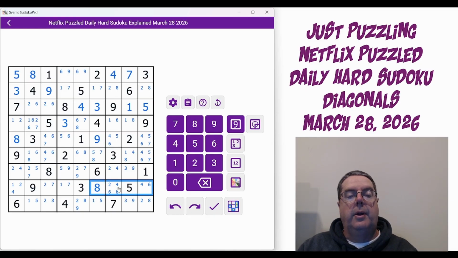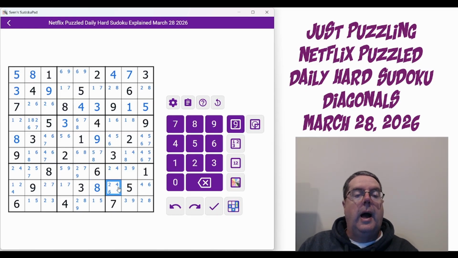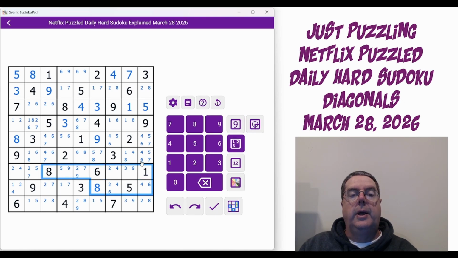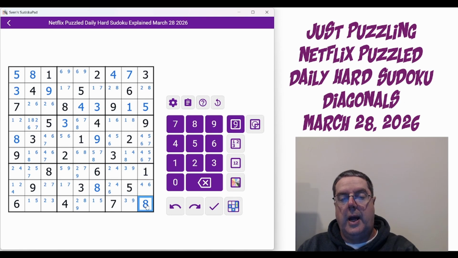8 comes across here, so this can't be an 8. 8 comes across here, 8 comes across here. 8 is not in here because that's a pair, so this is an 8 here. Coming back up here, this can't be an 8, so it must be a 2, leaving this to be an 8 here.